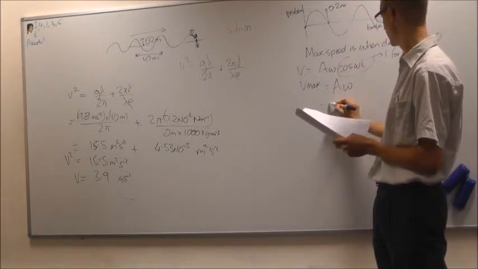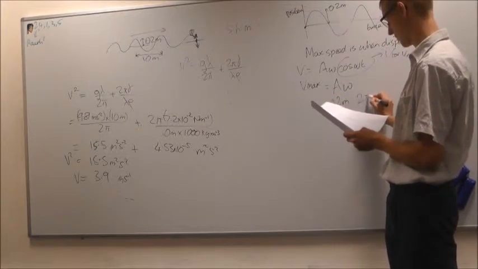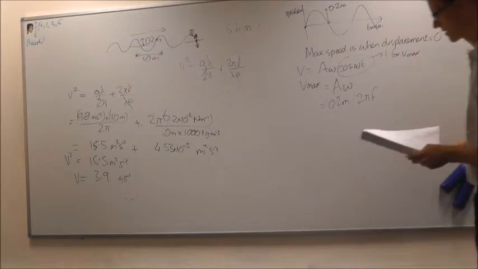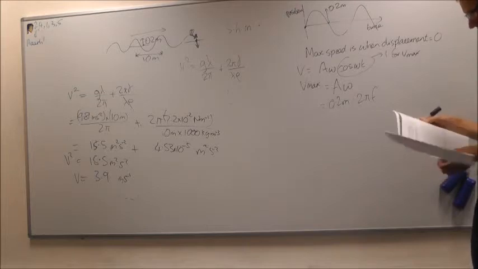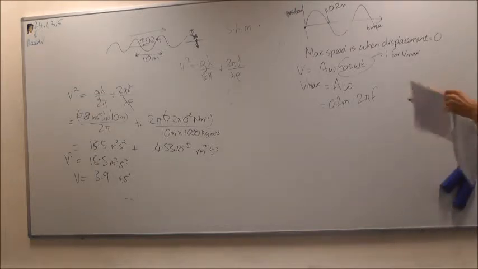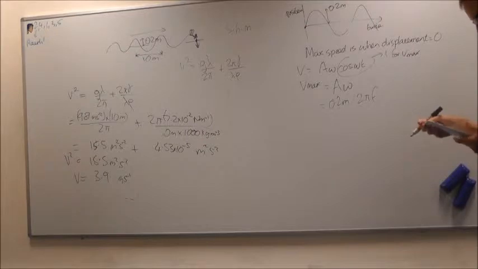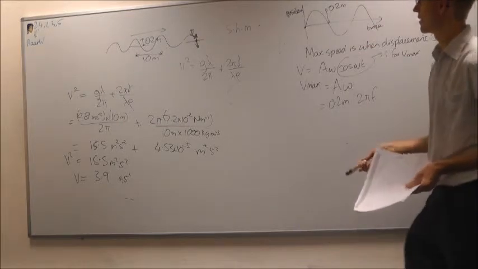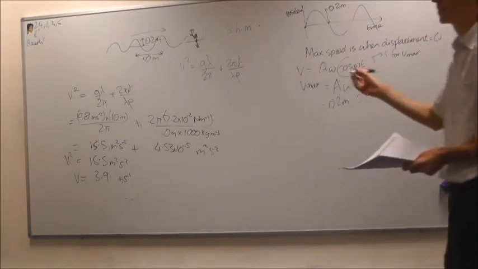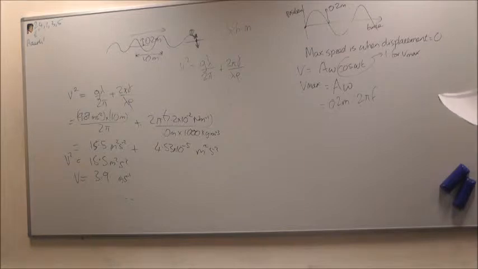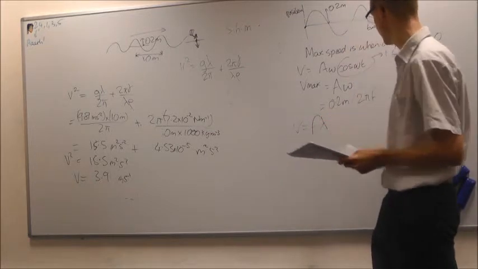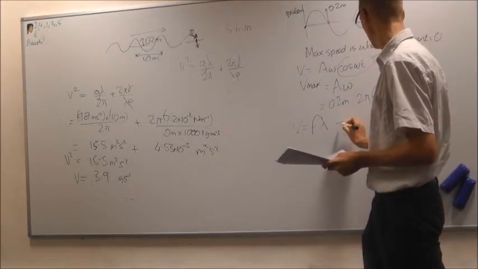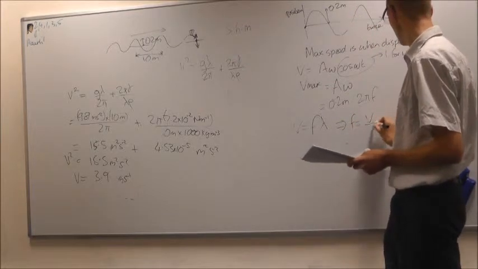So we know amplitude 0.2 meters. Omega is 2 pi times frequency. Now here's the question. What is the frequency of the wave? Well, we know our wavelength and we know our velocity. Therefore, we should be able to find frequency. So V equals the frequency times wavelength. So it implies F equals V over lambda.